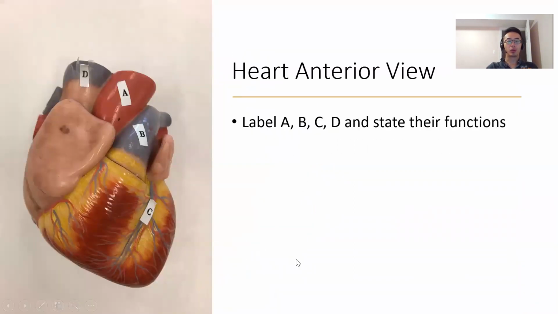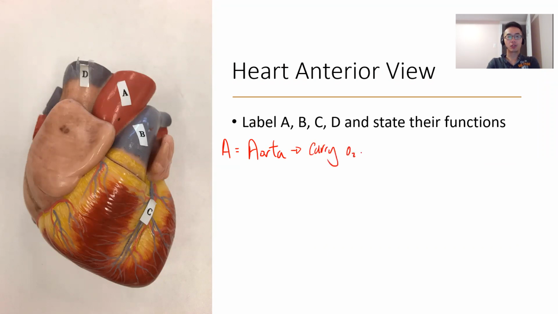This is a heart model, and as the title tells you, it is an anterior view. That means you're looking at it from the front. And we are going to label the numbered parts. So over here, A is basically the aorta. The function of the aorta is to carry oxygen-rich blood to the body.